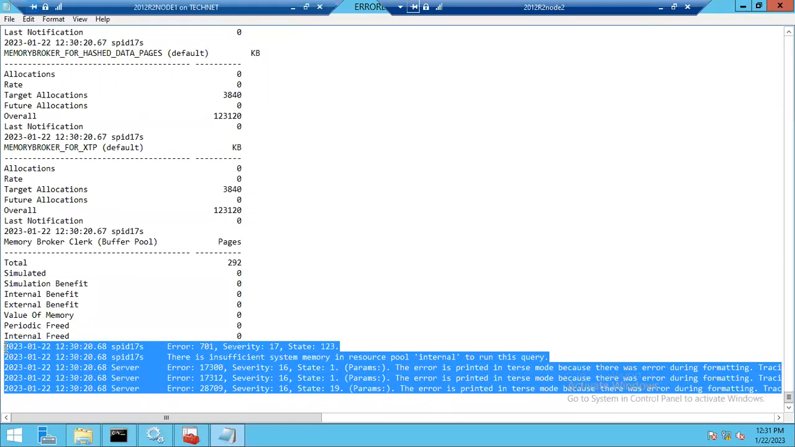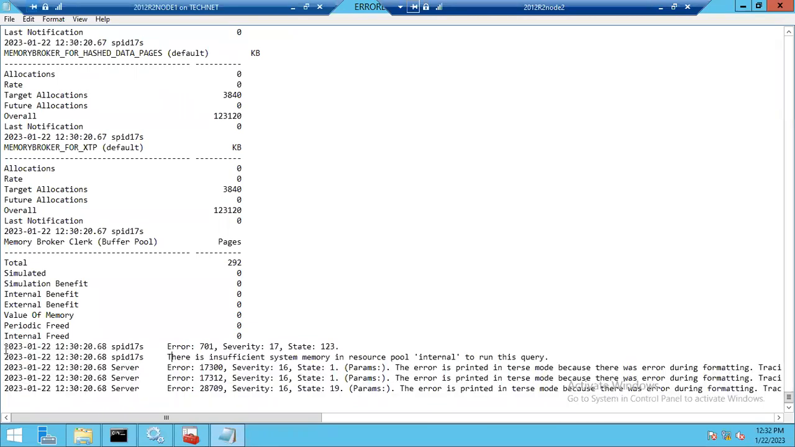This is where the services keep on stopping. If you see here, there is an insufficient system memory in resource pool internal. It says that there is insufficient system memory to run a query. The query is nothing but whenever you start the SQL service, it says internal, right?